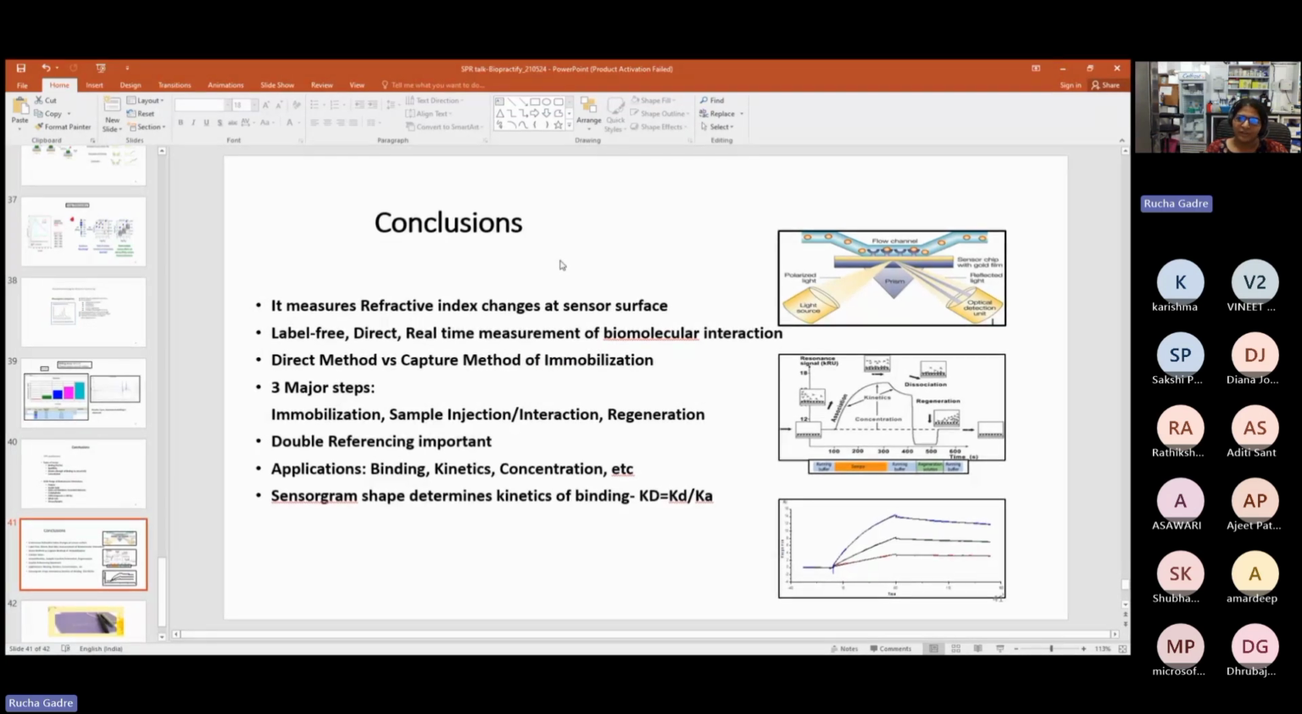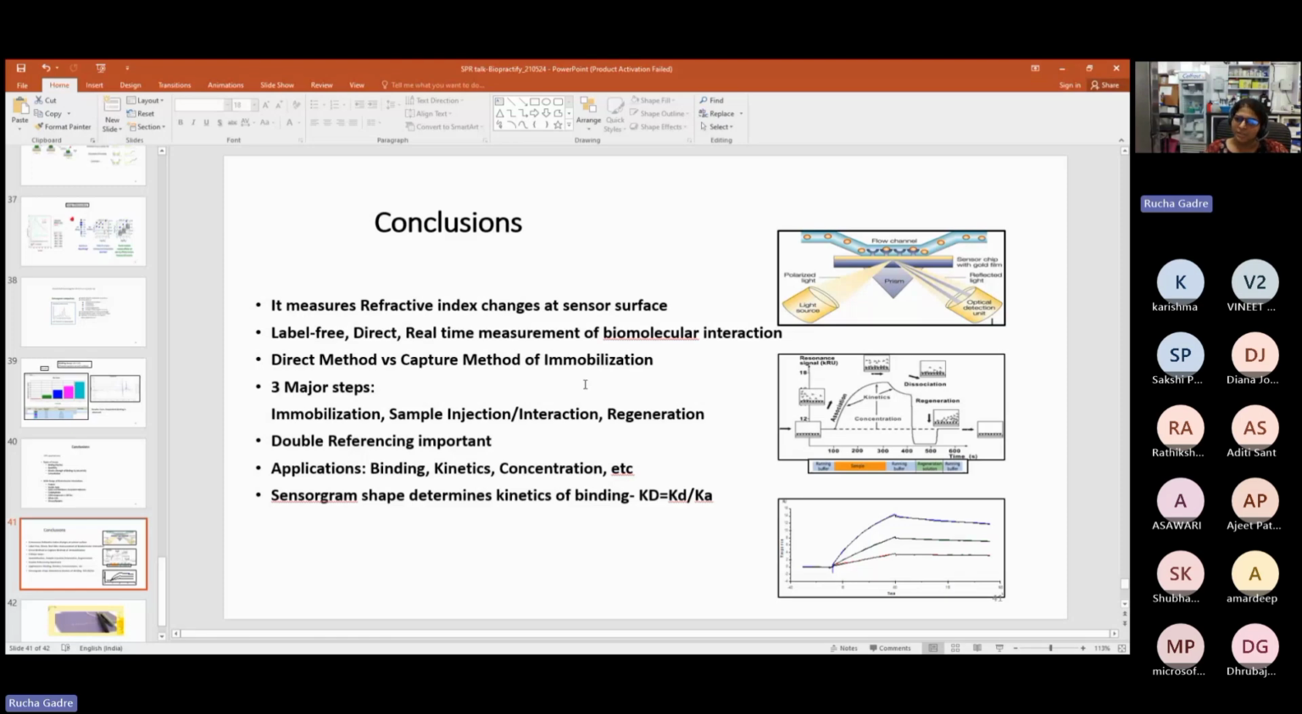Now, in conclusion, SPR is an optical technique which is used to study biomolecular interaction. It is a label-free technique, and we can study interaction in real time. We can go for the capture method as well as the direct method. There are three major steps. First is immobilization, in which we immobilize one of the interacting partners, called the ligand, and the other partner which we flow is called the analyte.